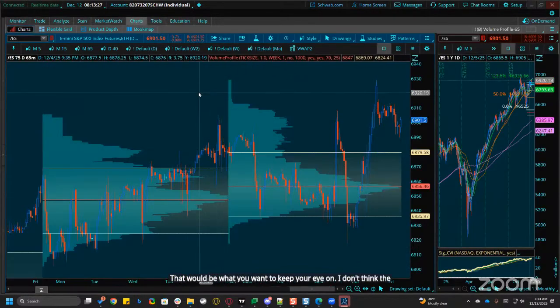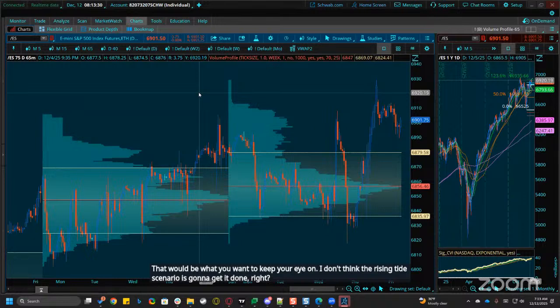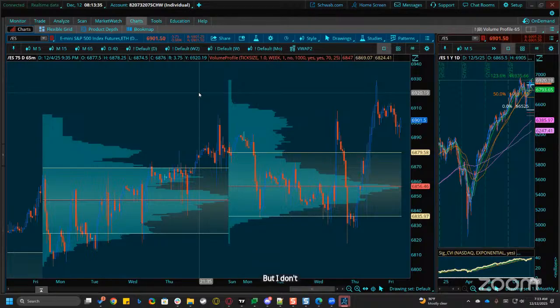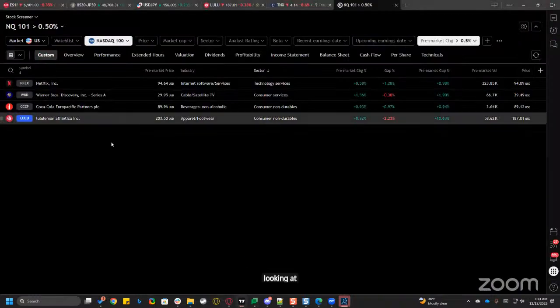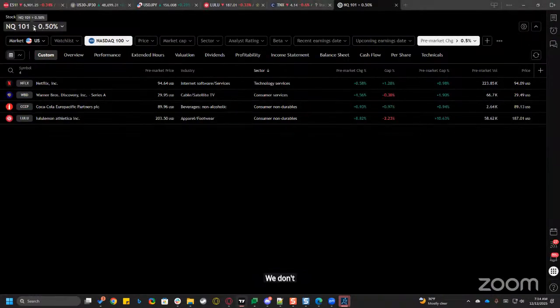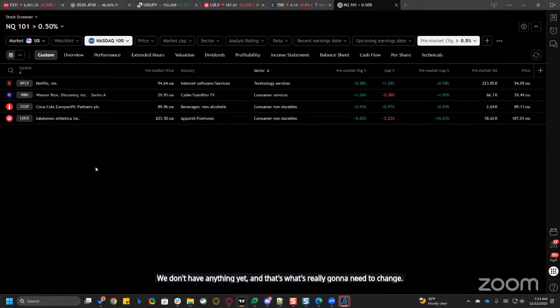I don't think the rising tide scenario is going to get it done, right? We know the Mag 7 can carry the other 493, but I don't think the other 493 can carry the 7. As long as the Mag 7 isn't going down, then it's possible. But if they're going down, the other 493 can't go up. Can't. So we need the Mag 7 to either be flat and sideways or to hop on the bandwagon and take it to the upside. Looking at what we were seeing in breadth, we don't have anything yet. And that's what's really going to need to change, right?